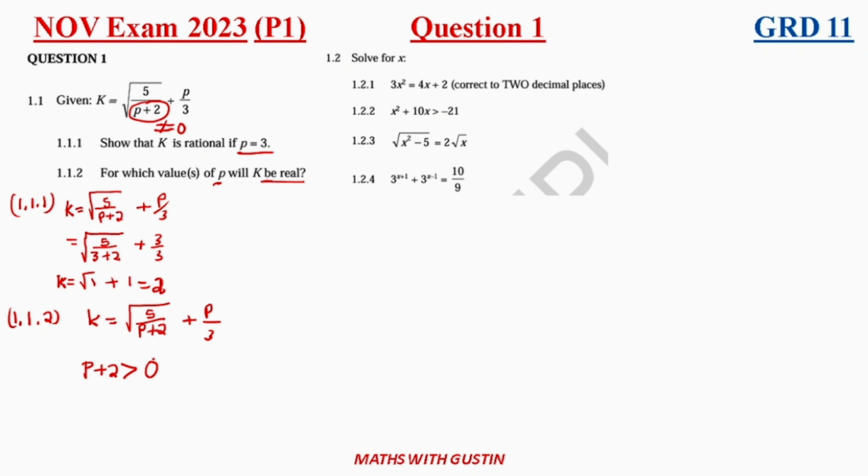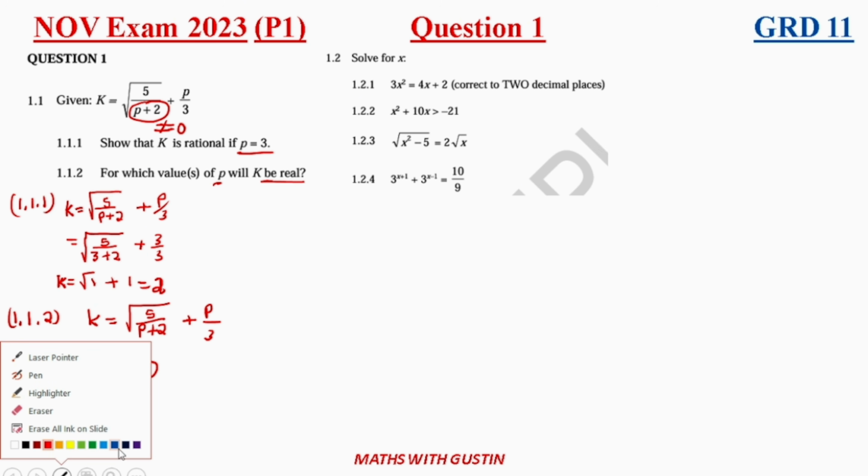So it means p has to have values greater than negative 2. All right, please let me know what you guys think. If you don't understand, let me know in the comment section below. So the only thing for you to have real values of k is to avoid the denominator being equal to 0. All right, moving right along, let's move to 1.2.